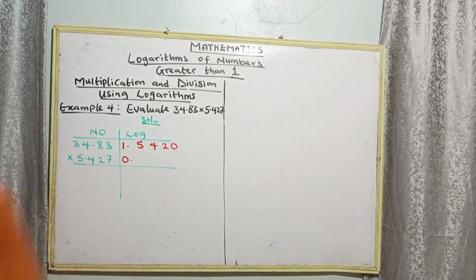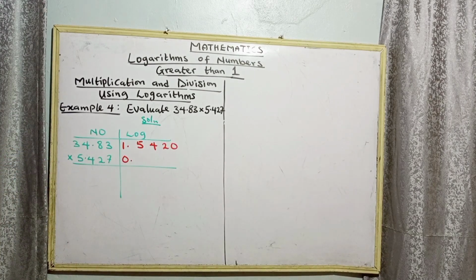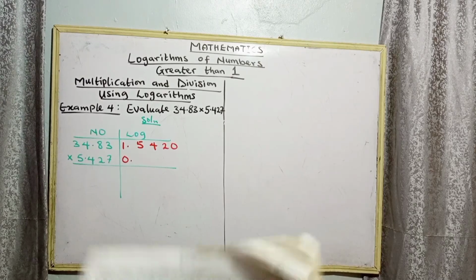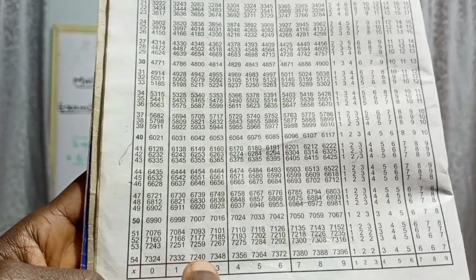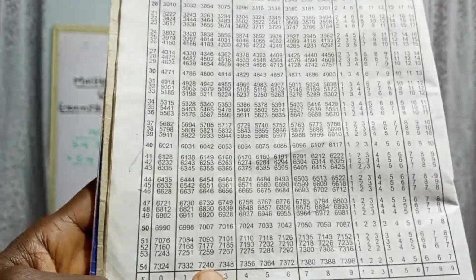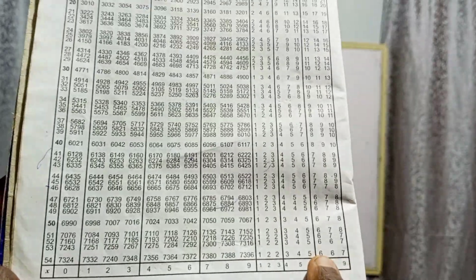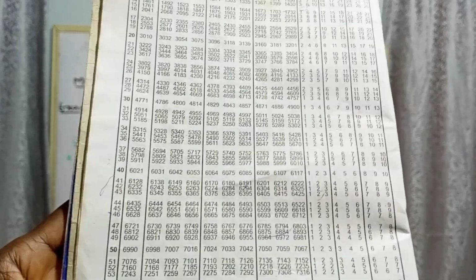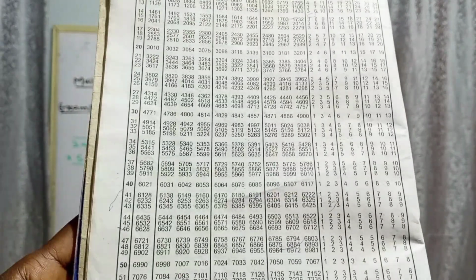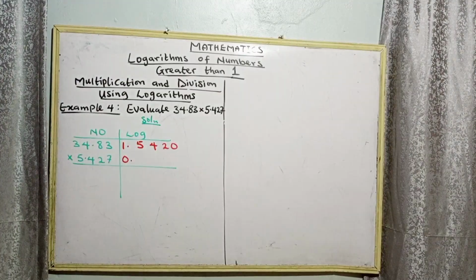We are still checking logarithm. 54 under 2 difference 7. These are 54 here, down here. 54, these are our under 2. 7240. Difference 7, we have 6. So when you add this 6 to 7240, we have 7246.